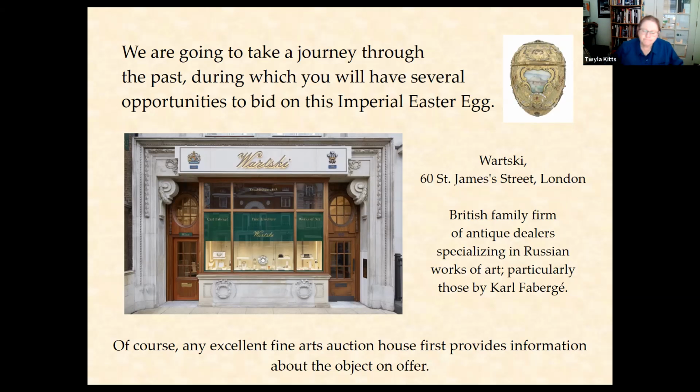And really, any fine arts auction house provides information about the object on order. And I actually wanted to show you this picture of Wartsky because they specialize specifically in Carl Fabergé. So the employees and owners of Wartsky are actually the world's foremost authorities on the buying and selling in Fabergé. There are also, of course, lots of other experts as well.